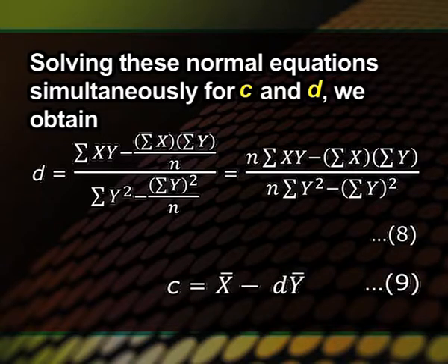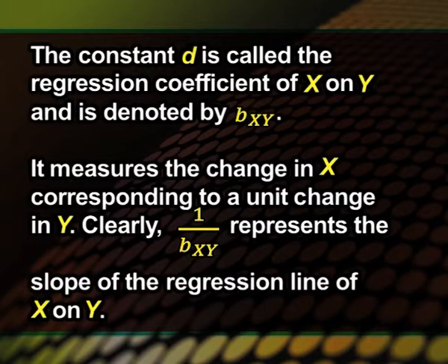So c will be equal to x bar minus d times y bar. Let's make this equation 9. The constant d is called the regression coefficient of x on y, and it is denoted by bxy. It measures the change in x corresponding to a unit change in y. Clearly, 1 upon bxy represents the slope of the regression line of x on y.